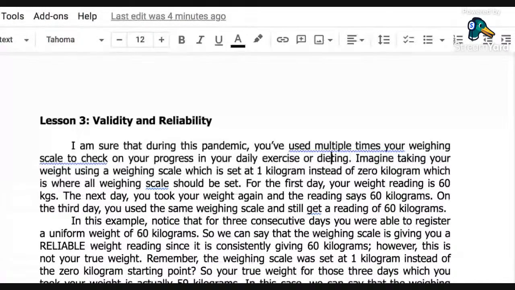Let's just continue this tomorrow, reliability and validity. I'm going to explain this further because this is a very important principle of high quality classroom assessment.